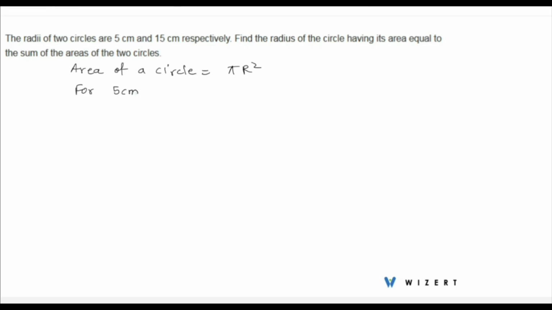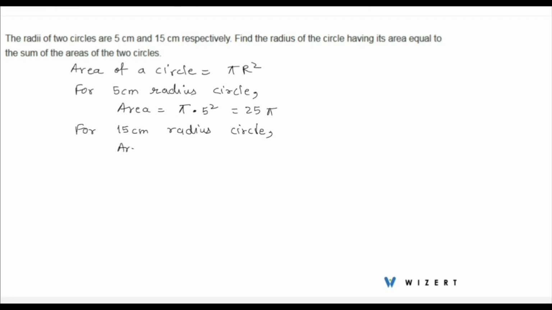For 5 centimeter radius circle, area equal to pi into 5 square, which is equal to 25 pi, and for 15 centimeter radius circle, area equal to pi into 15 square, which is equal to 225 pi.